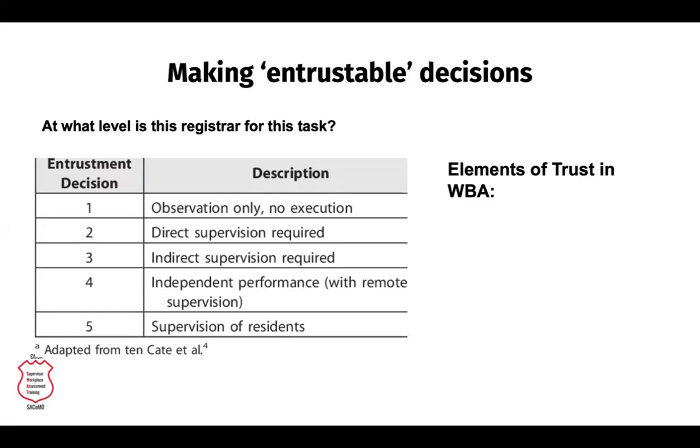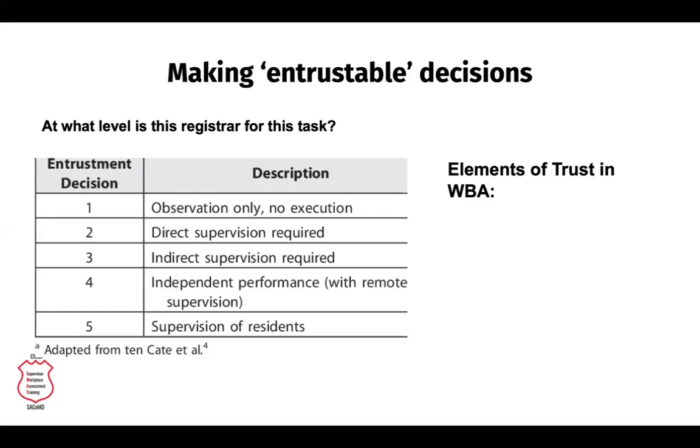So you might end up having a trust. For example, if you notice a registrar is very good in taking a good history and doing a good examination, you're not going to observe that registrar with every single examination of every single system, because you're already extrapolating: this is a skill that this registrar has, and I can trust that they are able to take a history or do an examination in the future without me having to be present.